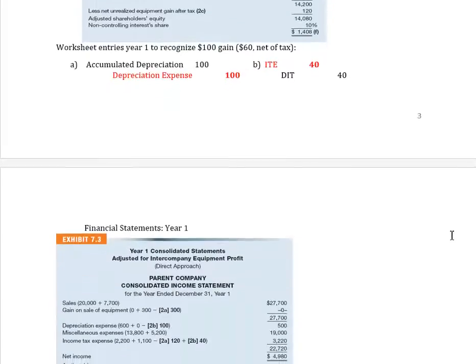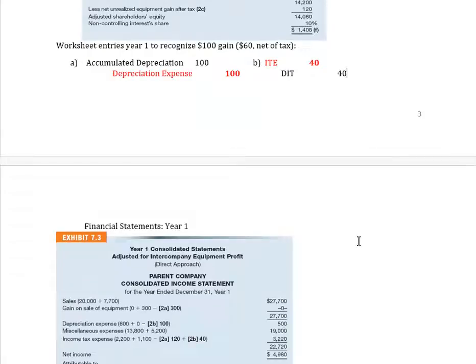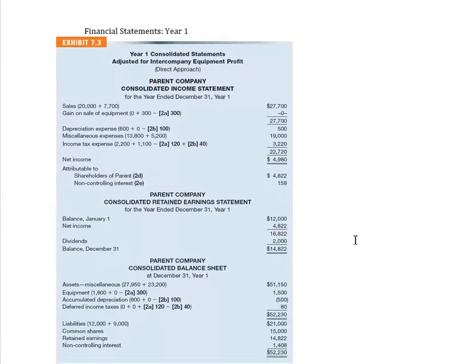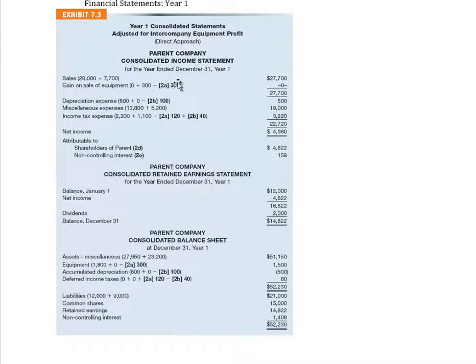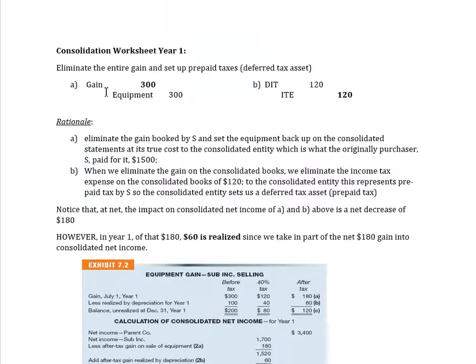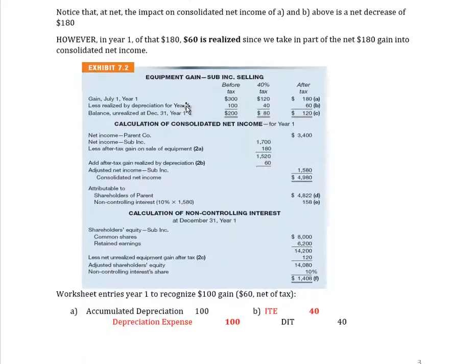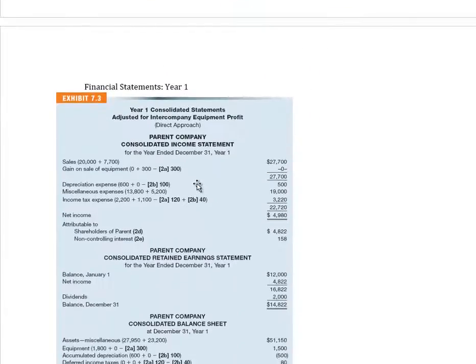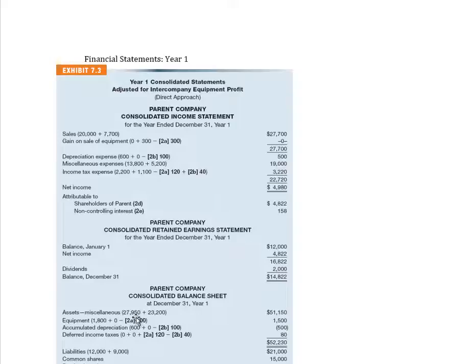So now, if we looked at the financial statements for year one, what do we have? Well, notice when we removed the gain, right? So if you go back up here, I don't know if you've got your handout with you or not, but when you remove the gain, you reduce the equipment. We did that here using the direct method. Remove the gain, reduce the equipment. Notice here we're also reducing our income tax expense because we removed the gain, and we're setting up our deferred tax asset at 120. All right, we're doing that.